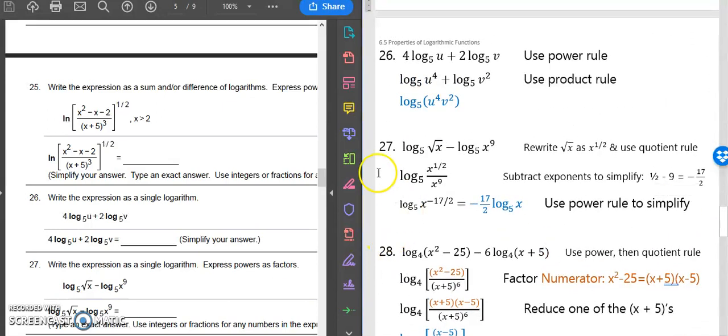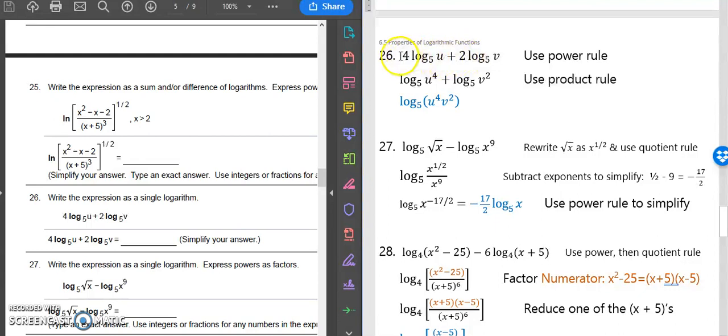Now for number 26, we have 4 log base 5 of u plus 2 log base 5 of v. We want to use the power rule first because we are combining this into a single logarithmic expression. It's starting out in expanded form, so now we want to condense it back together.